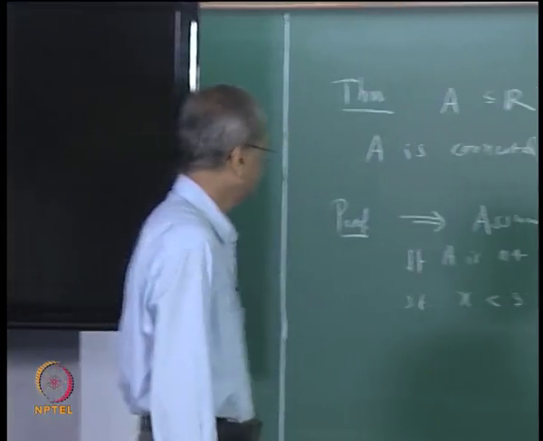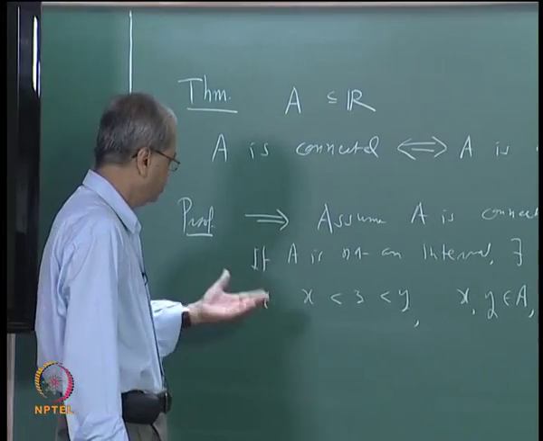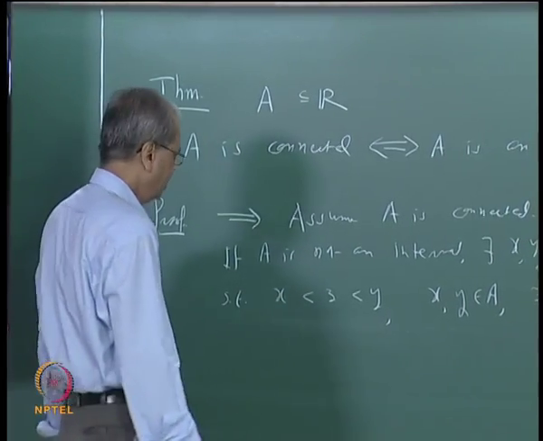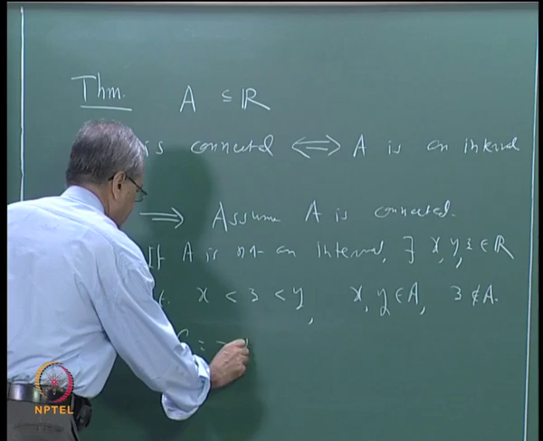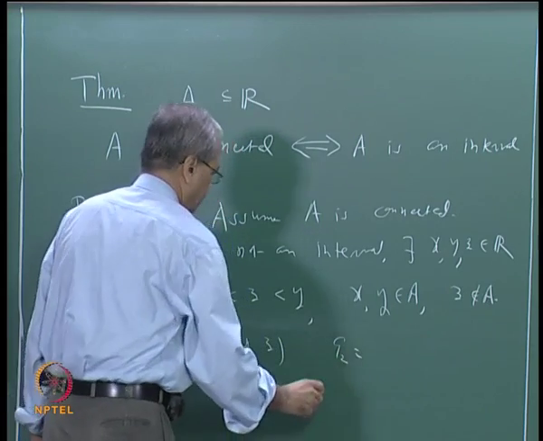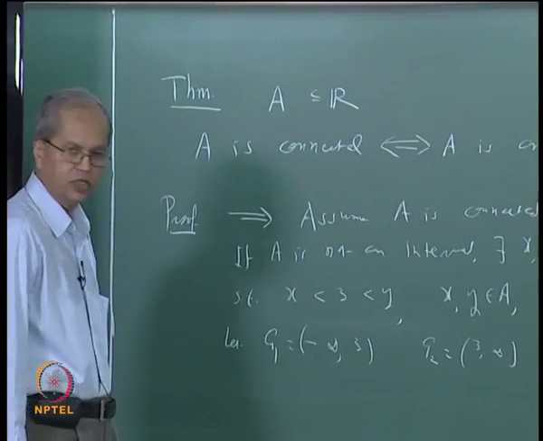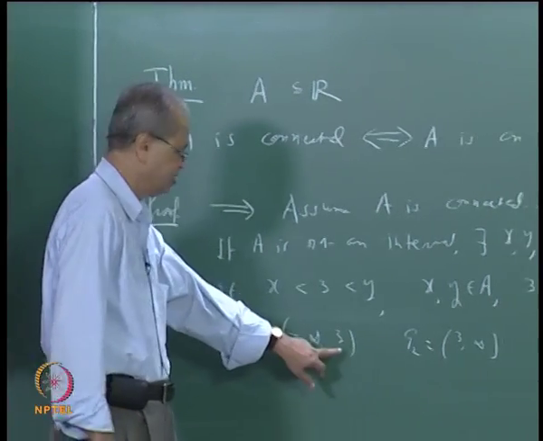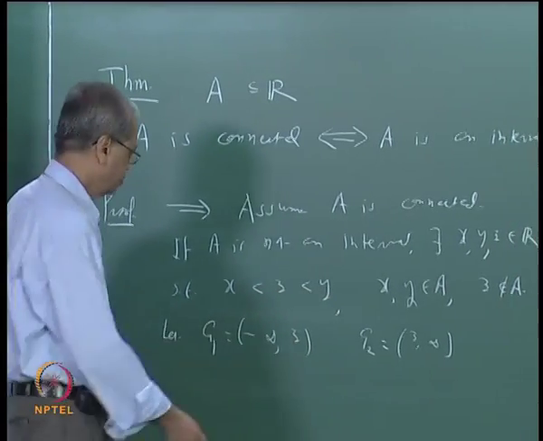In this case we should show that A is not connected, which will contradict the assumption that A is connected. To show that A is not connected, we should produce two open sets G1 and G2 satisfying all those properties. In this case it is easy. Let G1 be equal to minus infinity to z and G2 be equal to z to infinity. Then G1 and G2 are disjoint and their union is in fact R minus z. Since z does not belong to A, A is contained in the union.